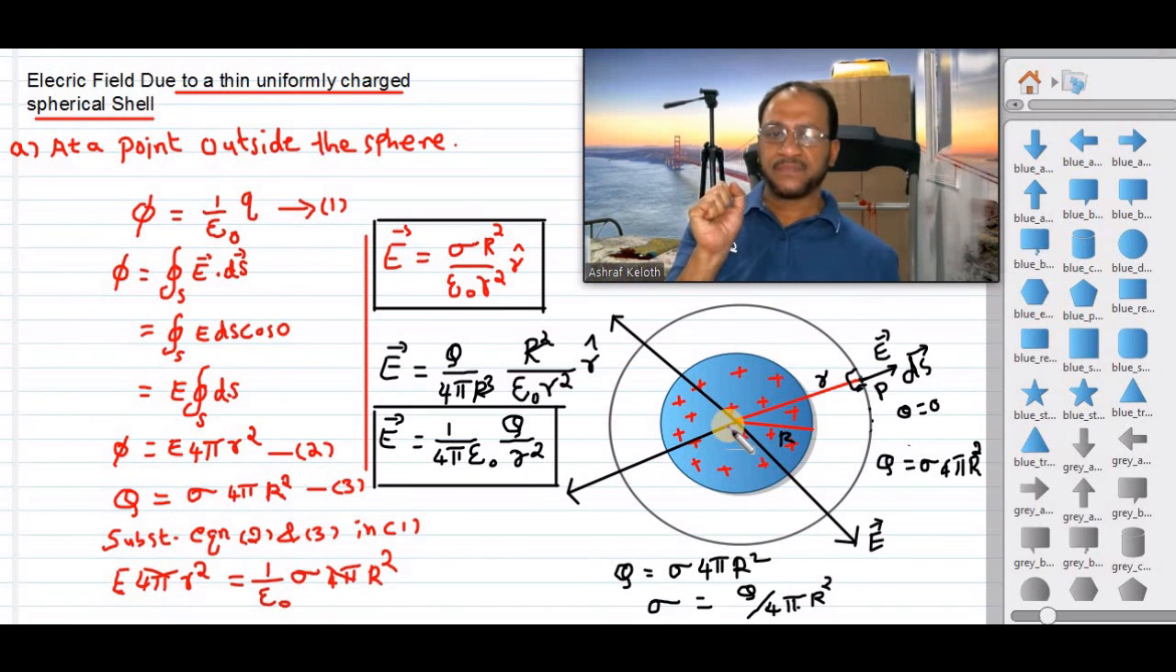Got it? So in the exam, this question came like this. You can remember the question. Prove that the electric field intensity at a point at a distance r away from the center of a spherical shell and outside the shell will be equivalent to the electric field due to a point charge with the same magnitude.